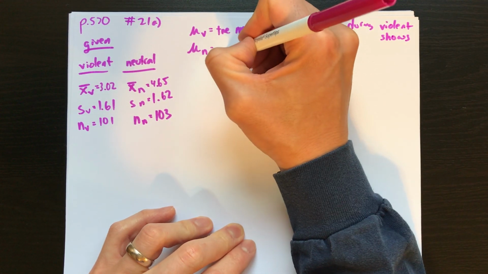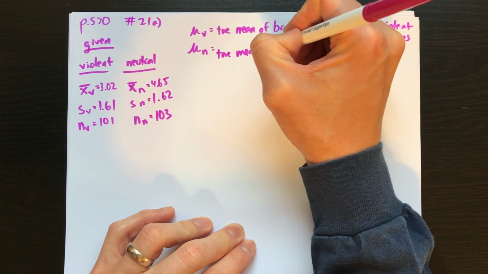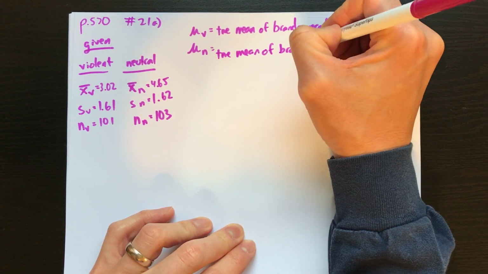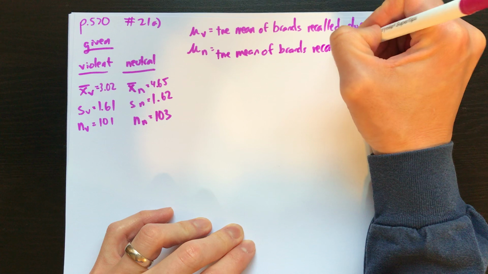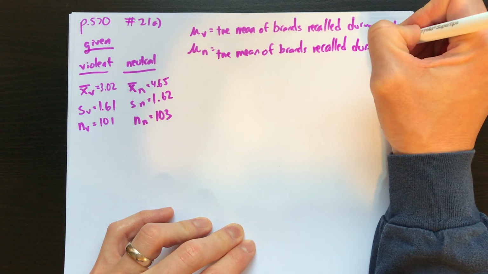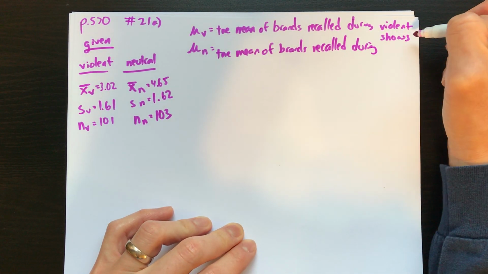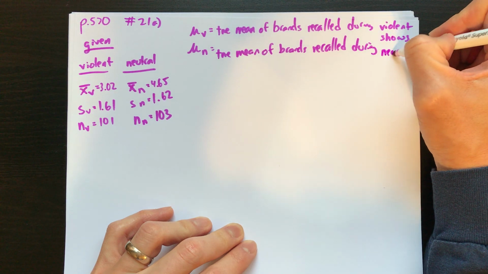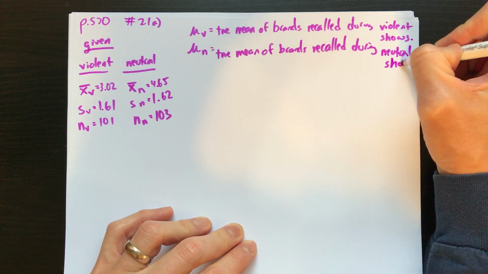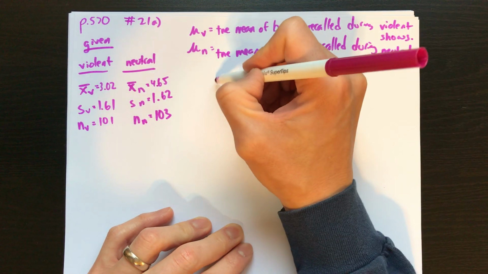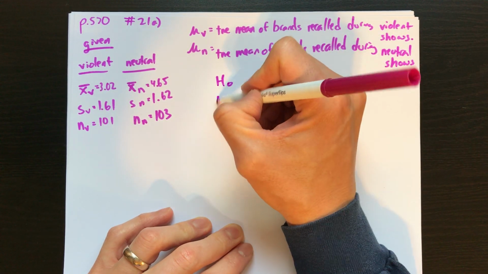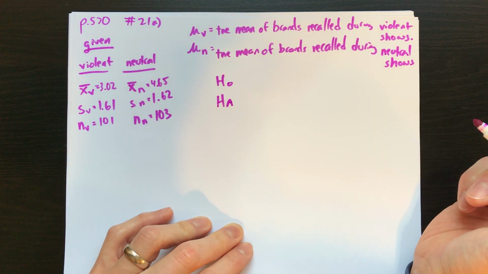So this is the true mean of brands recalled during, oops, sorry, I ran out of space, during neutral shows. So we're going to write our null hypothesis and our alternative hypothesis.